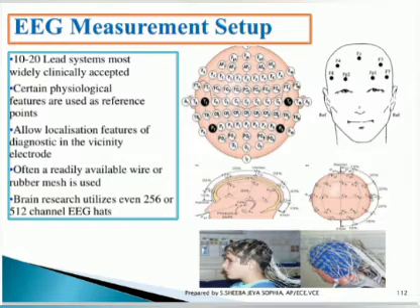You can see how the frontal, occipital, and cerebellum areas are separated and how the leads are fixed here. So it measures the electrical activity of the human brain and it diagnoses particular diseases. Brain research utilizes even 256 to 512 channel EEG heads.